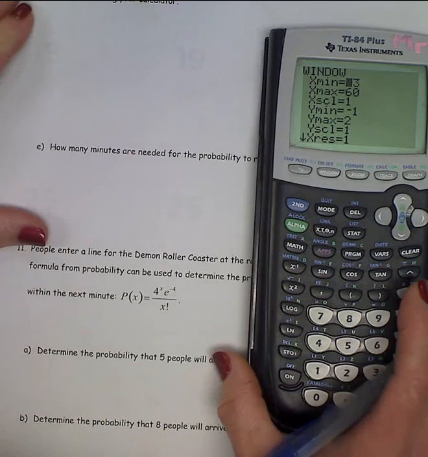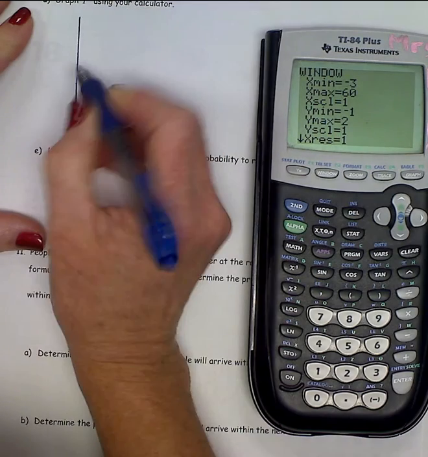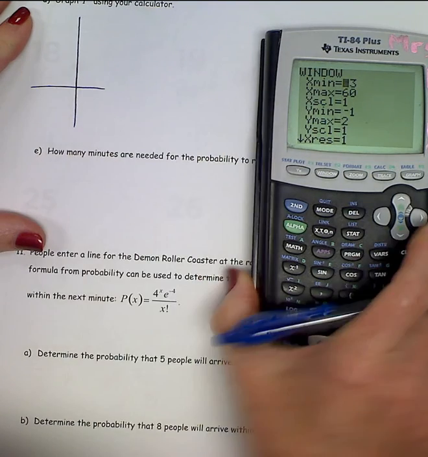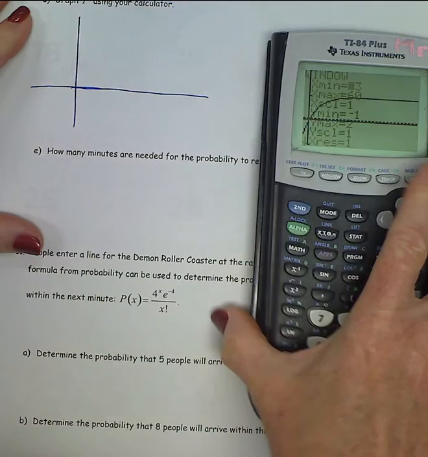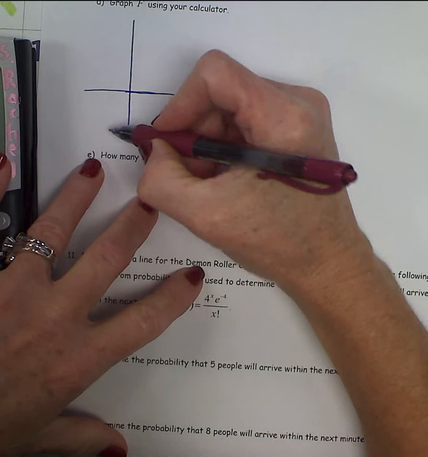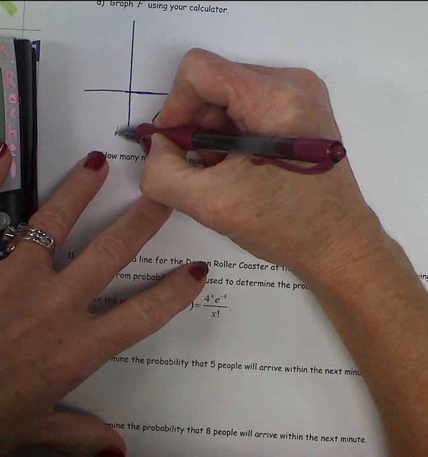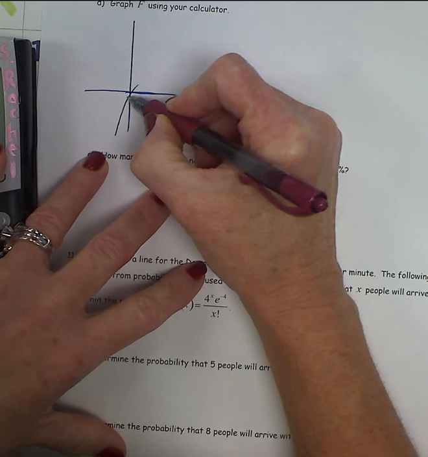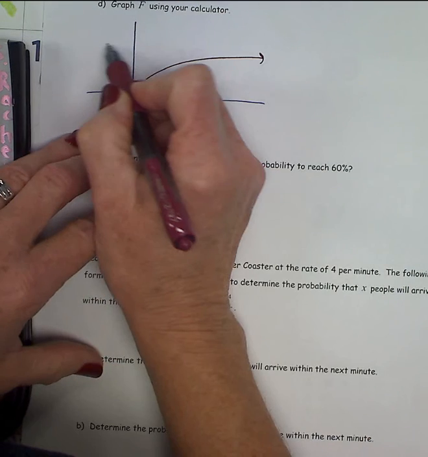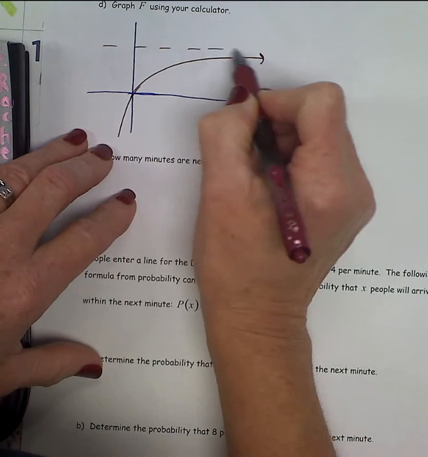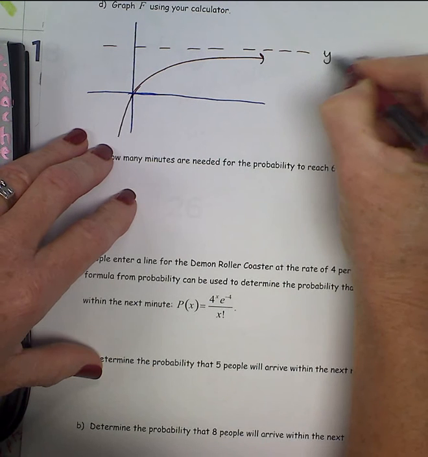I want you to sketch this graph onto paper. Looks like this. And there is a horizontal asymptote here at y equals 1.